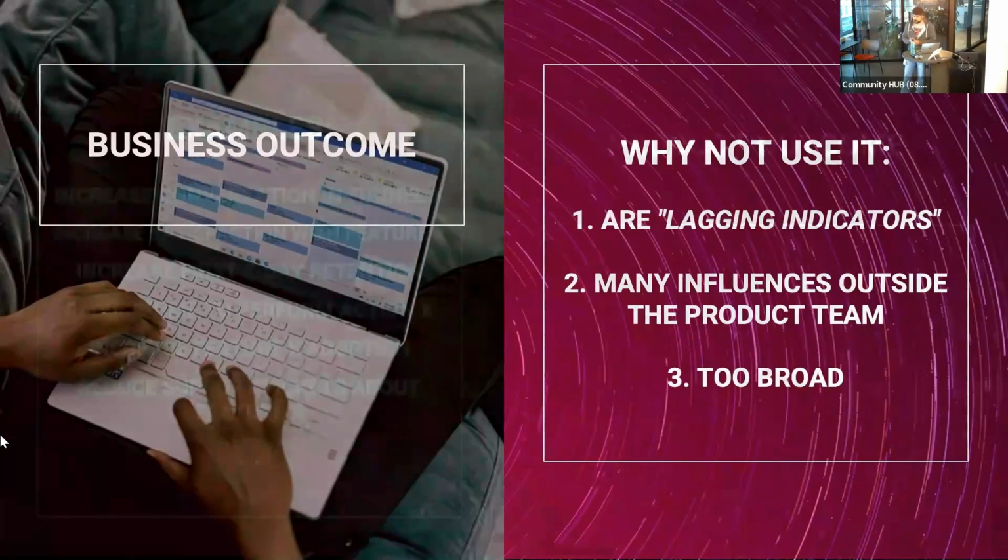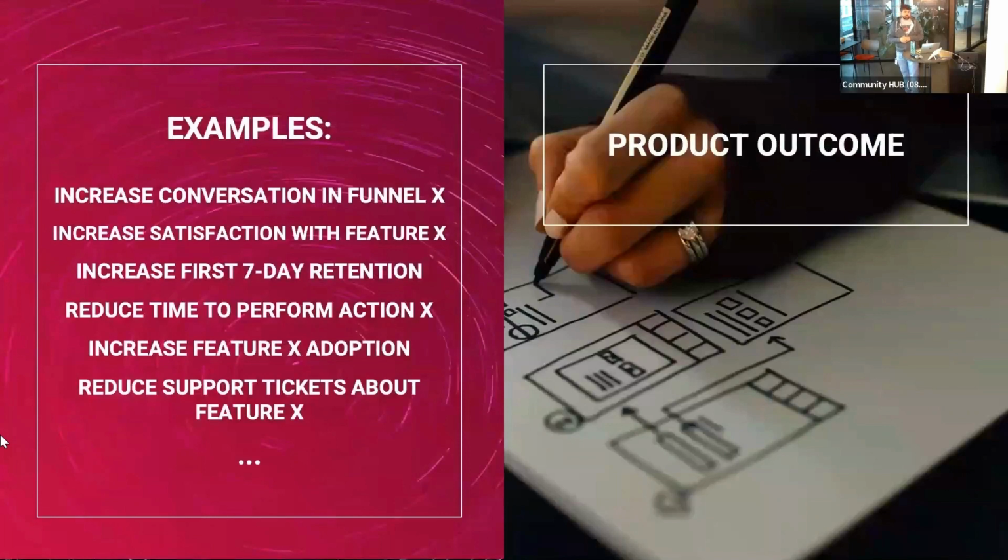So what Teresa Torres proposed is that we use product outcomes. They are more like leading indicators, so input metrics to the output metrics of business metrics. So examples: increase conversion on a certain funnel, or increase satisfaction with a certain feature, or increase the first 7-day retention, or reduce time to perform some action, increase the adoption of a certain feature, or reduce support tickets about a certain feature. They are more concrete, actionable to the product team, and they are easier to impact.